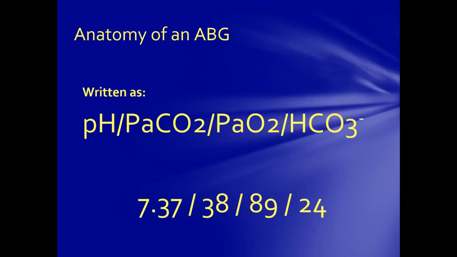An ABG is often written in the following format, with the pH followed by the CO2, followed by the O2, followed by the bicarb. Oftentimes, we omit the pH before the number and just write it as 7.37/38/89/24. Now, this can lead to a lot of confusion whether you're a newer nurse or at a different facility, and they might say things differently. So it's really important if you are reading off an arterial blood gas that you say pH is 7.37, the CO2 is 38, the O2 is 89, and the bicarb is 24. That eliminates any possibility for confusion.